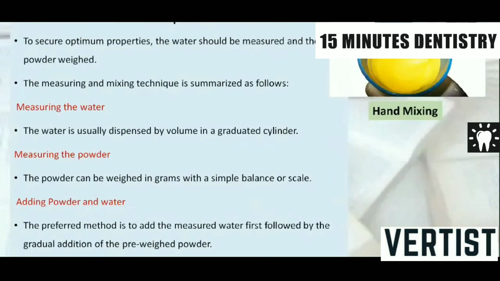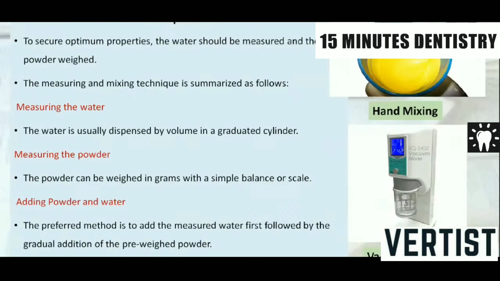You know the manipulation procedure, how you manipulate: you take the water powder ratio in the proper desired amount and then do the spatulation. This manipulation will be asked in your practical exam.